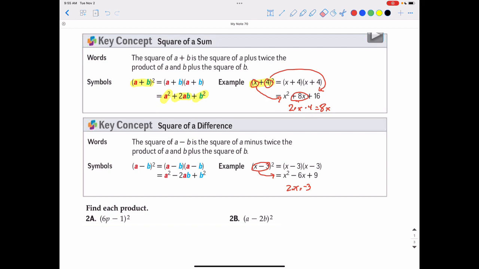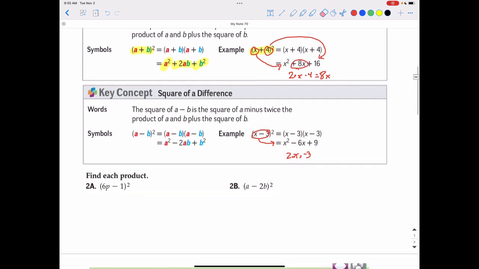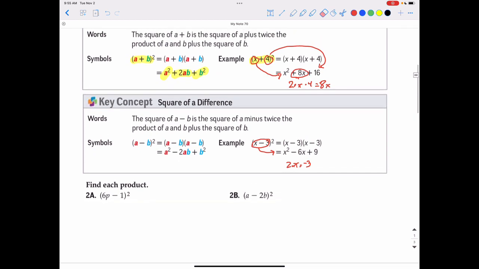And then square the last term, you get 9. So this is just a shortcut method that works. Makes things a little bit more efficient and fast if you can recognize how to do it and when to do it. So in the next two, I'm going to use the shortcut method.